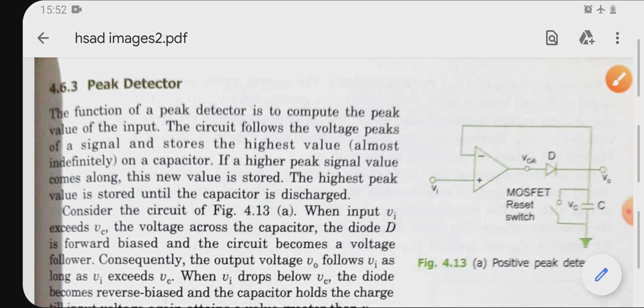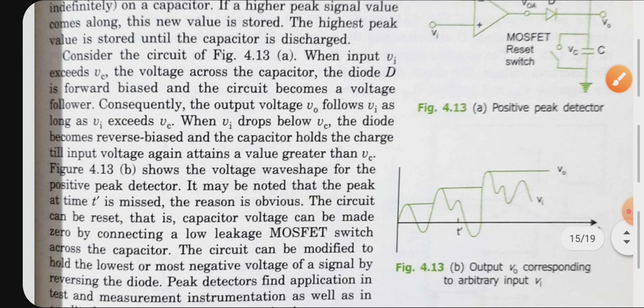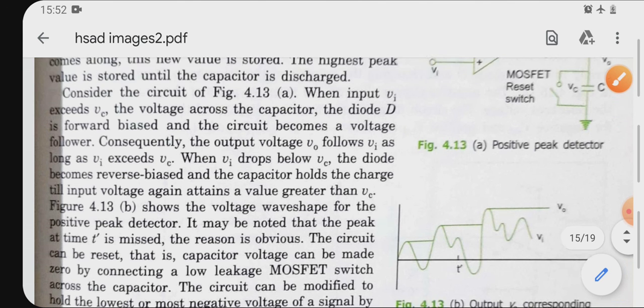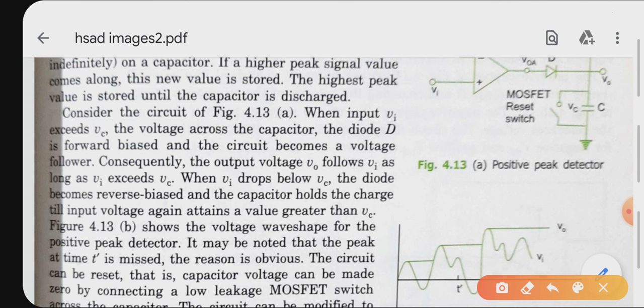Here you can see the waveforms. These are the positive peaks detected by this circuit. This is the input signal applied to this peak detector circuit. As you can see, first of all, this value is stored in the capacitor as the diode is forward biased. Then the next peak comes, the capacitor will be charged to this highest peak value, and that can be held by the capacitor. So the highest or peak values are detected by the circuit and stored in the capacitor. That's why it is called a peak detector circuit.